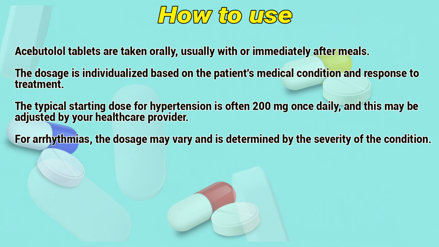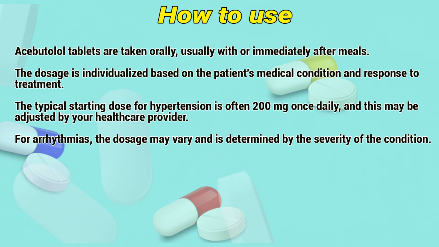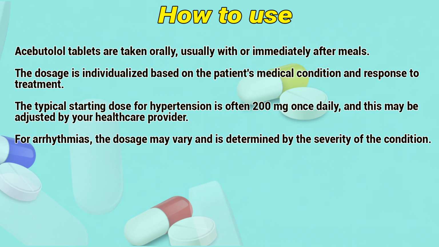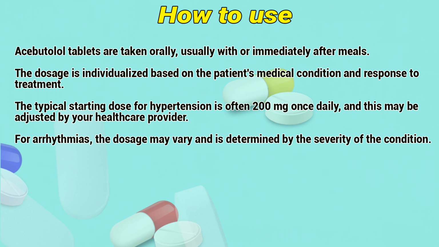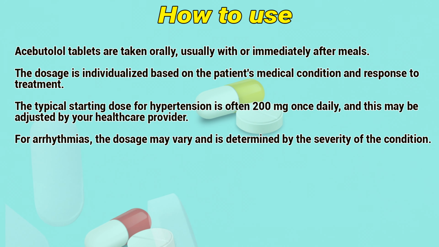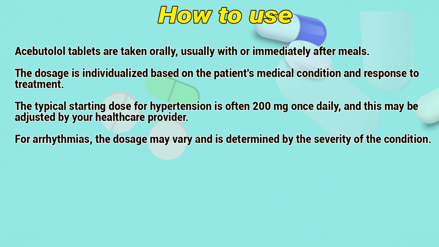How to use. Acebutolol tablets are taken orally, usually with or immediately after meals. The dosage is individualized based on the patient's medical condition and response to treatment. The typical starting dose for hypertension is often 200 mg once daily, and this may be adjusted by a healthcare provider. For arrhythmias, the dosage may vary and is determined by the severity of the condition.